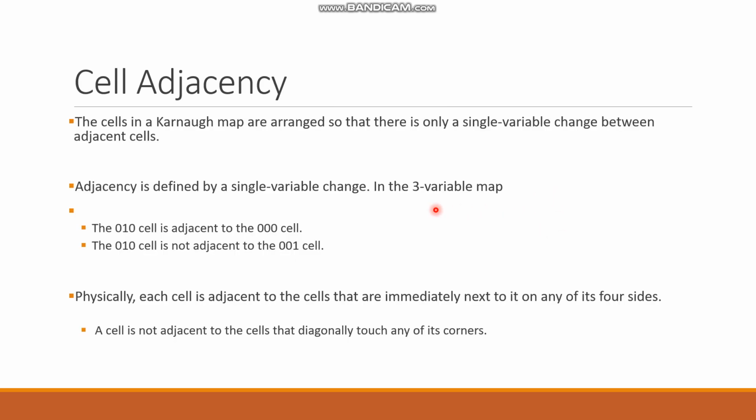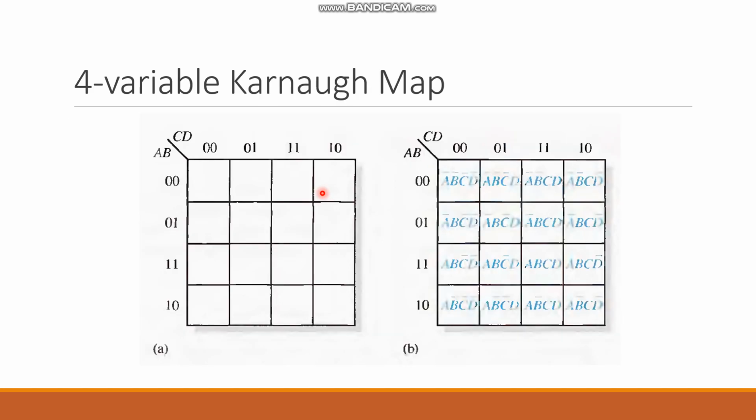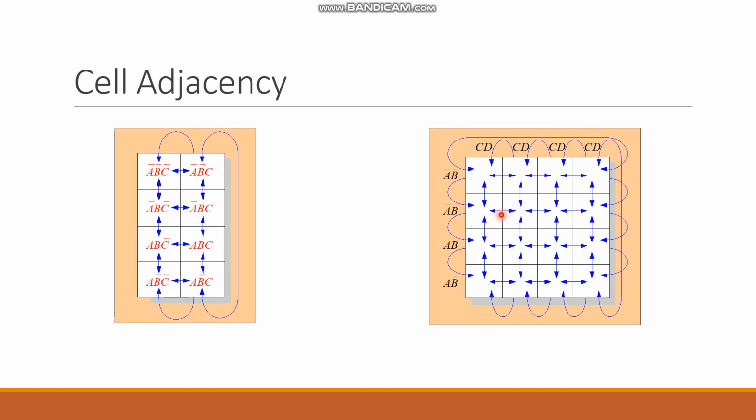Cell adjacency. So what do you mean by cell adjacency? We see that in the Karnaugh map, all cells are arranged together in an ordered way based on gray code. So cell adjacency means this cell is adjacent or neighbor with that one, and that one, and that one. So let's see in a detailed way.